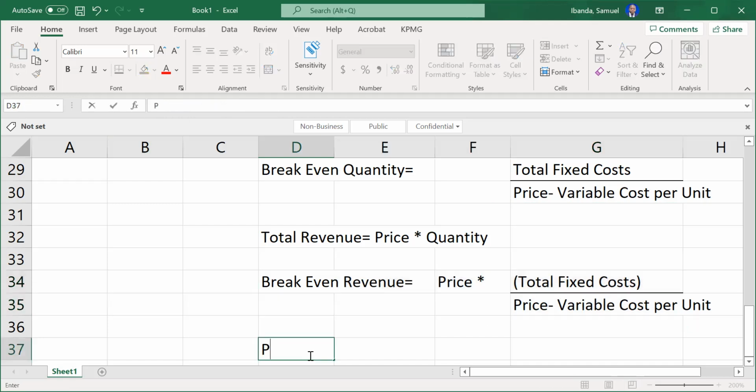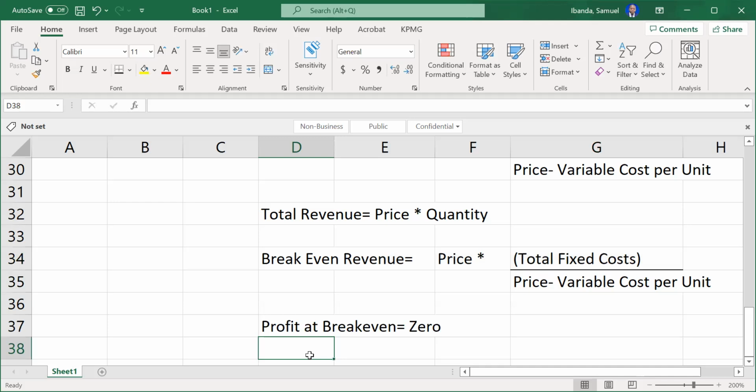Remember, they told us that at break-even, profit is actually 0. The business is not making any profit, nor is it making any losses. Basically, at a point in time like this, of course, it's making revenue and it's also incurring costs. But when you get the difference between those two values, you actually come to 0. That is what happens with this principle.